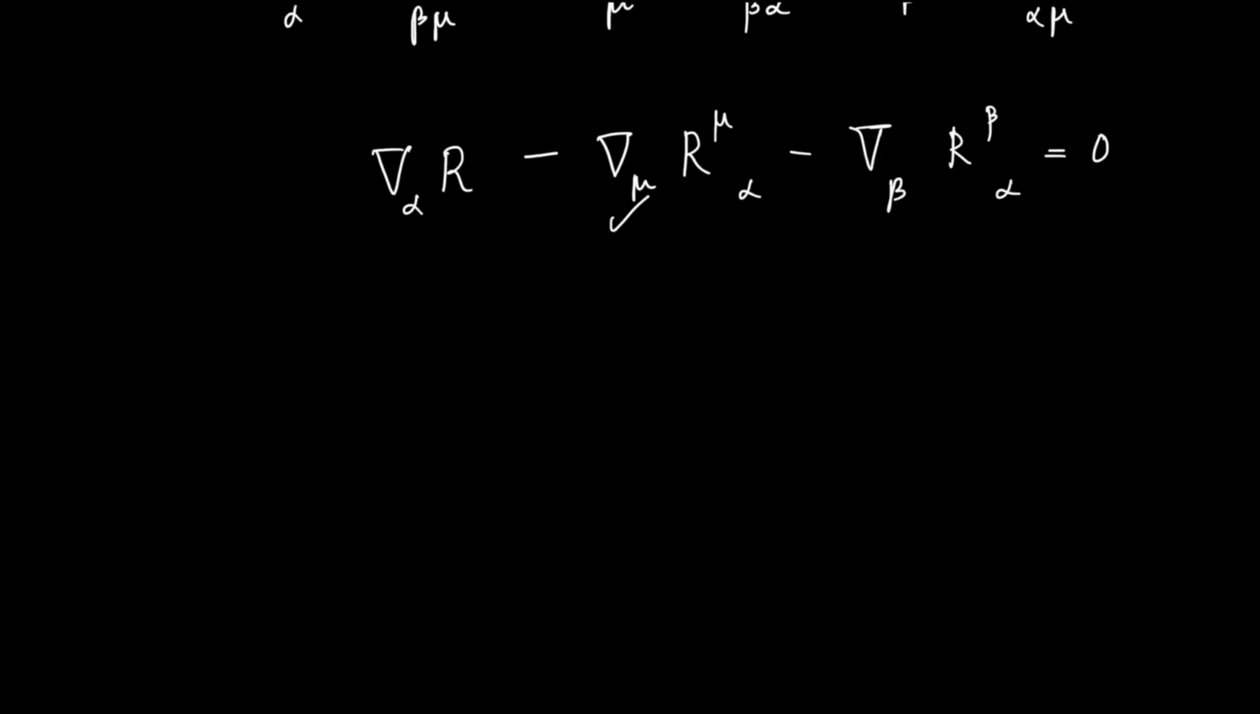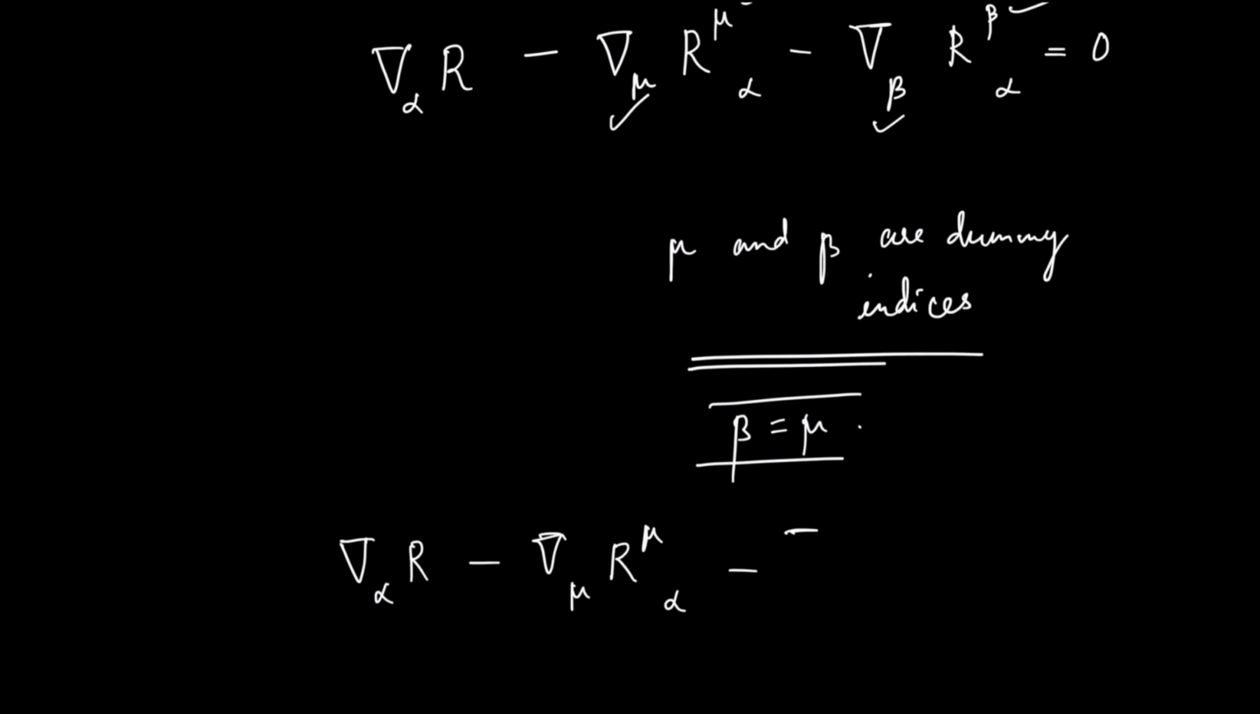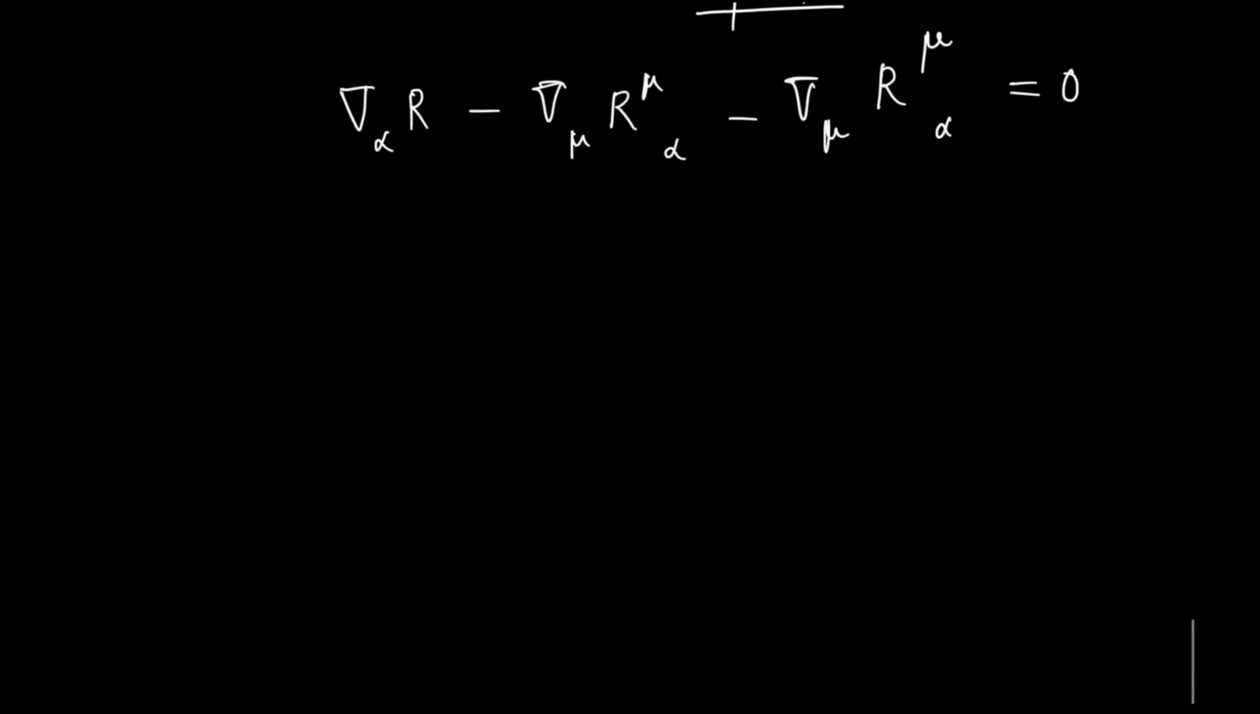Now if you see here, mu and mu summed over, beta and beta summed over. So mu and beta are dummy indices here. So I can always change a dummy index. Instead of beta, I can write mu because it is a dummy index. Therefore, the equation becomes R mu alpha minus, instead of beta, I can write mu because it is a dummy index. So these two quantities are the same.